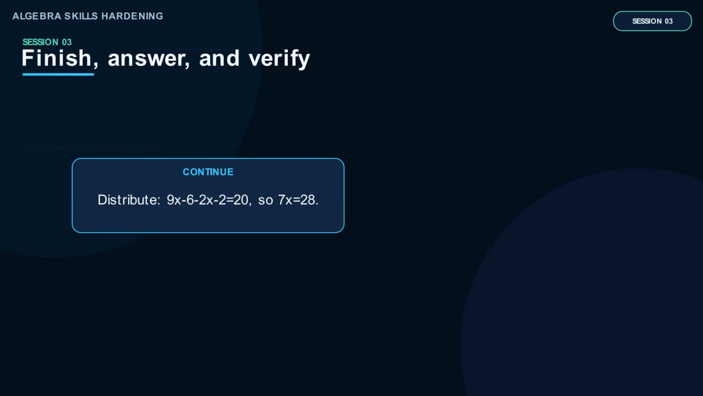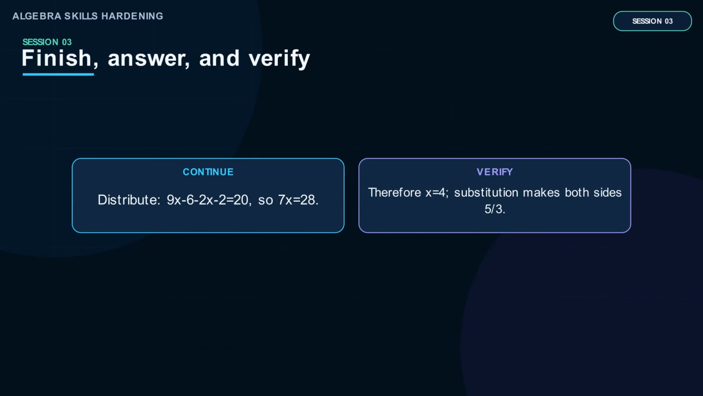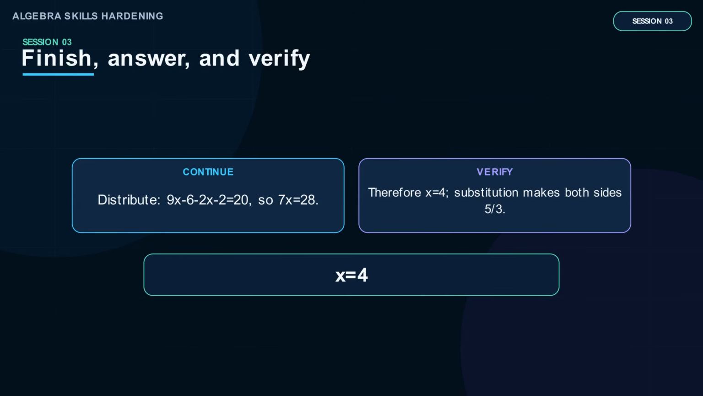Continue with the third step. Distribute. 9x minus 6 minus 2x minus 2 equals 20, so 7x equals 28. State what the transformed line tells you. Complete the argument. Therefore, x equals 4. Substitution makes both sides 5/3. This is part of the solution, not decoration. The final answer is x equals 4. Compare it with the requested variable, expression, unit, interval, or classification. Verify from another direction. Substitute, compare representations, inspect units, or test a boundary. Prove that the result satisfies the original conditions.